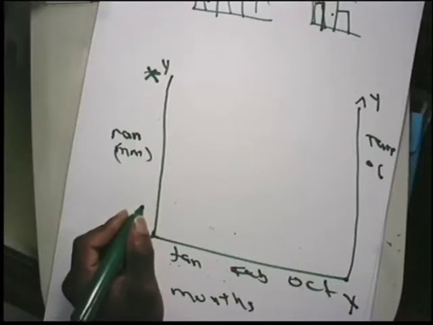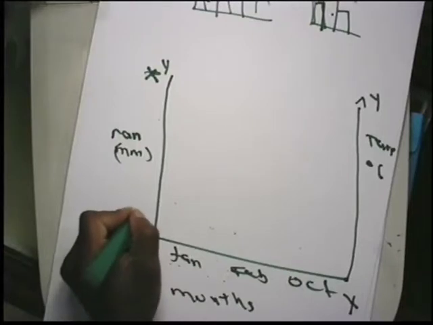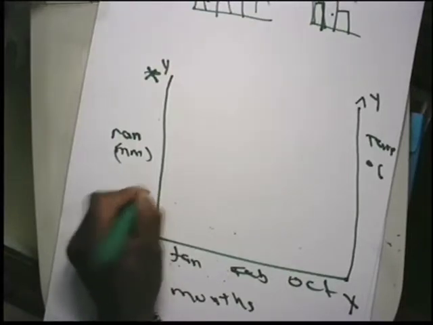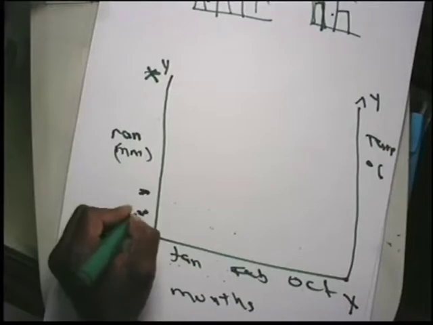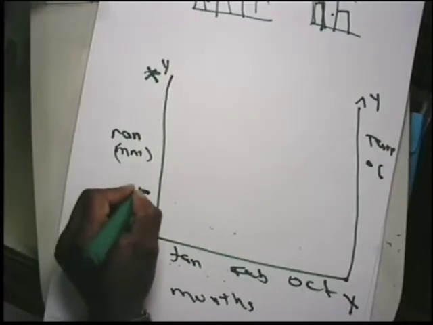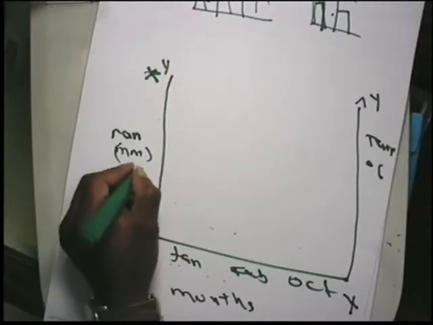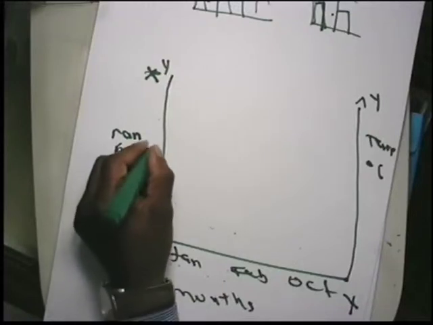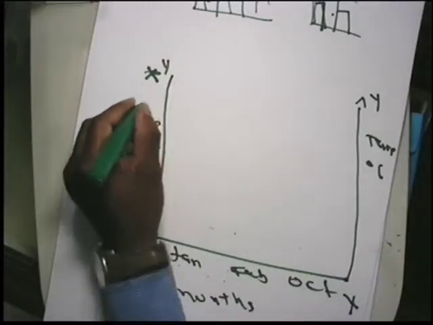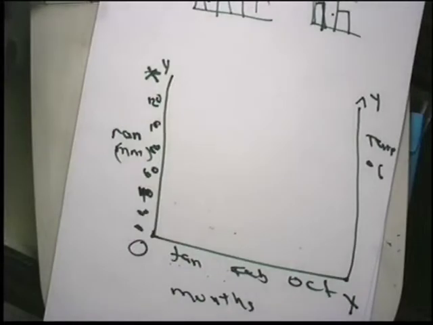The maximum is 120, so we take 0, 20, maybe let's say 0, 20, 40, so we have enough space. 60, 80, this must be 100, 120. The intervals must be the same, must be equal. And then we have rainfall.